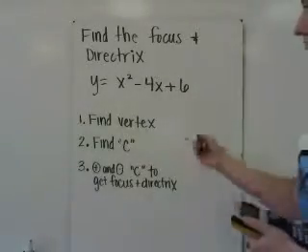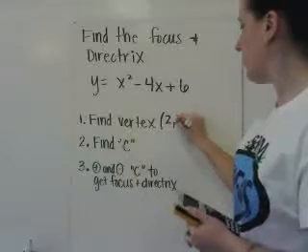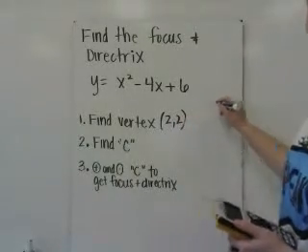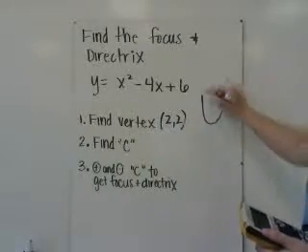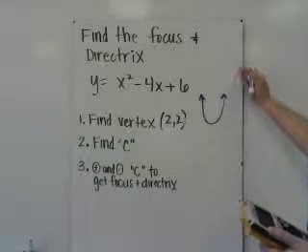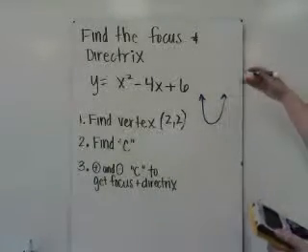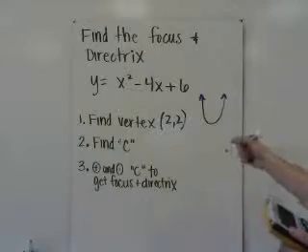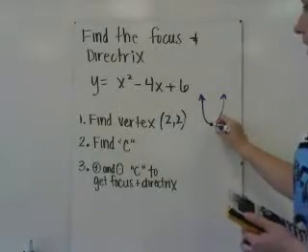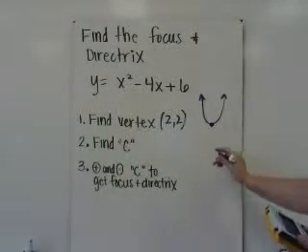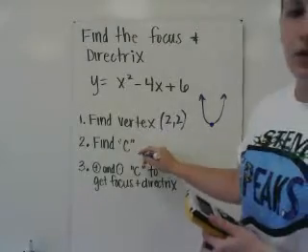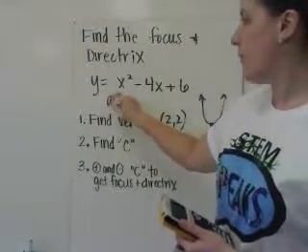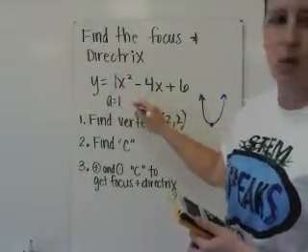So I'm going to write that down. I'm also going to sketch a little graph of what my parabola looks like. This is going to help me determine whether I need to go above the vertex or below the vertex to find my focus and directrix. All right, so now I need to find C. C is based on whatever your A value is. For our parabola, our A value is 1.